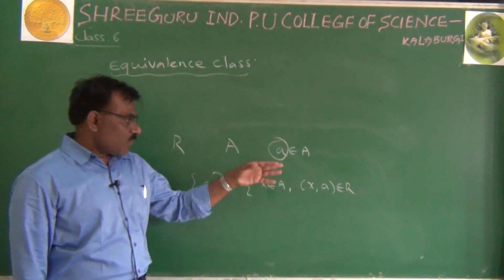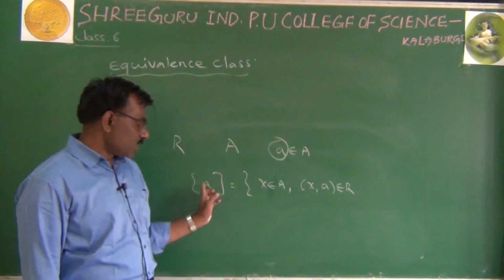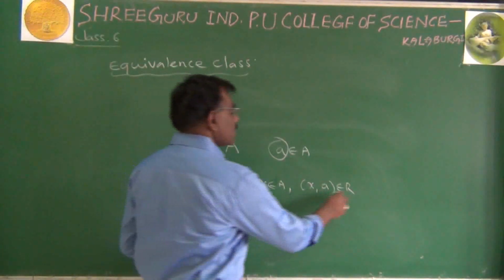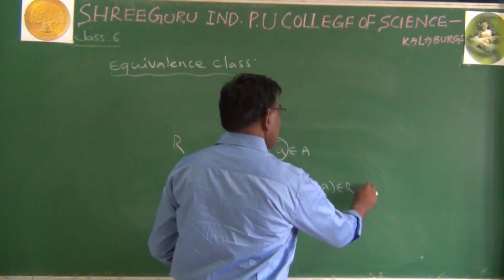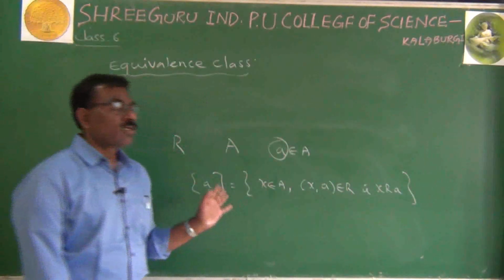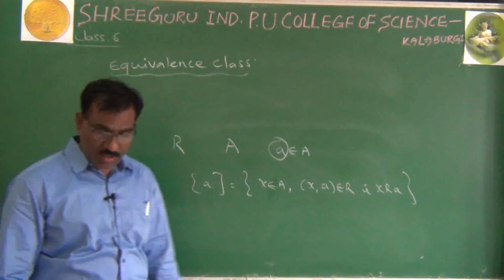Suppose, for example, A = {1, 2, 3}. 1 belongs to A, but (1, A) must belong to R. So what is this? That is x related to A. So this is the equivalence class's definition. What is the equivalence class?